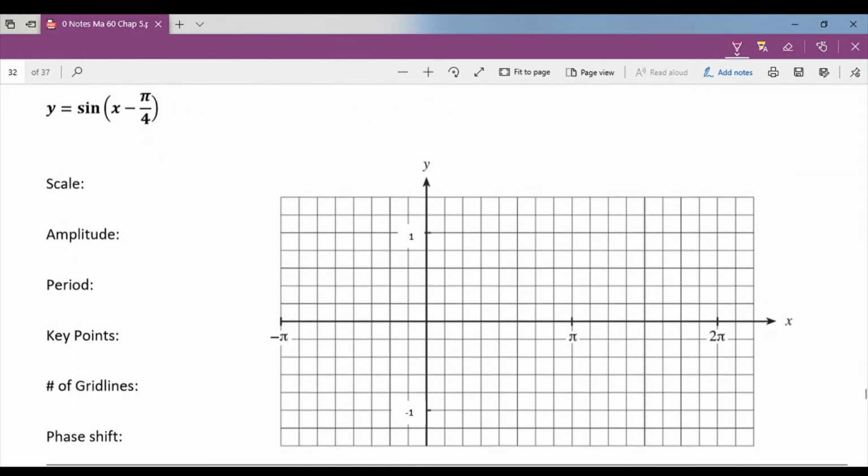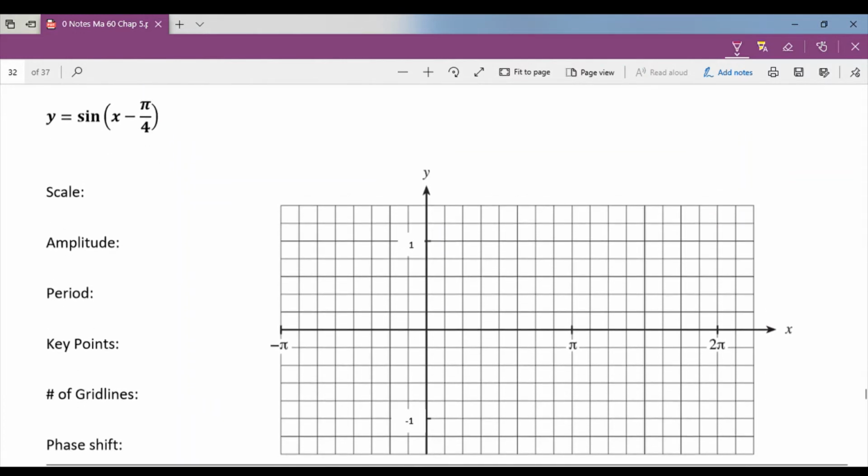Okay, moving on to this one. Again, this would be a great place for you to take a pause and try this one on your own and then come back and I can do it with you. So looking at this one, there's 1, 2, 3, 4, 5, 6, 7, 8 grid lines to get to pi. So the scale is pi by 8. There is no a value, so your amplitude is 1. There is no b value, so your period is 2 pi. Your key points, there's going to be 4 of them in that period, so they're going to be every pi by 2. Pi by 2, again, you're looking for how many grid lines that will be.